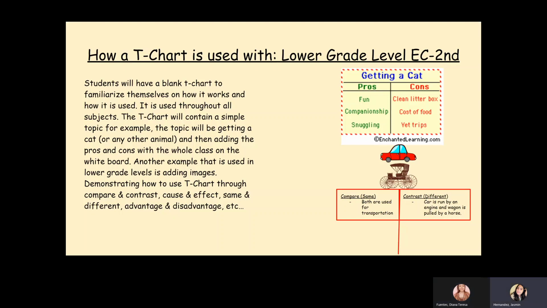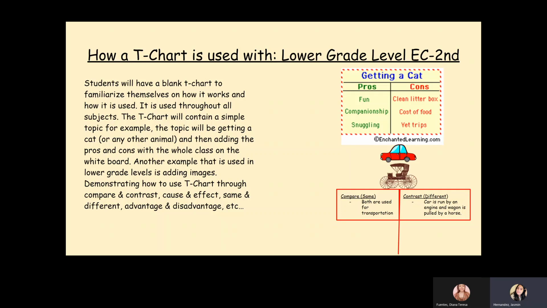How a T-chart is used with lower grade levels, early childhood to second grade. Students will have a blank T-chart to familiarize themselves with how it works and how it is used. It is used throughout all subjects, and the T-chart will contain a simple topic. For example, the topic will be getting a cat or any other animal, and then adding the pros and cons with the whole class on the whiteboard.